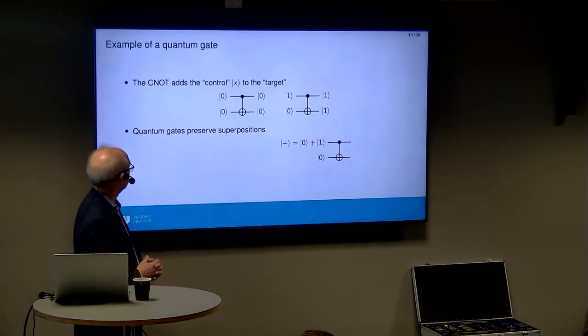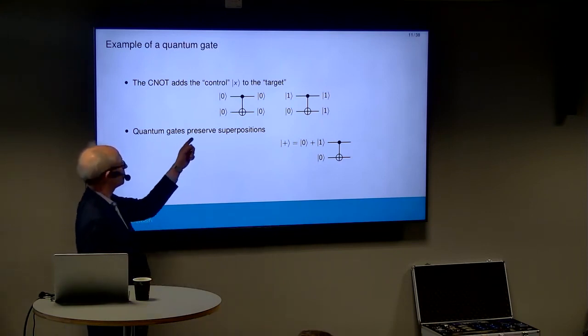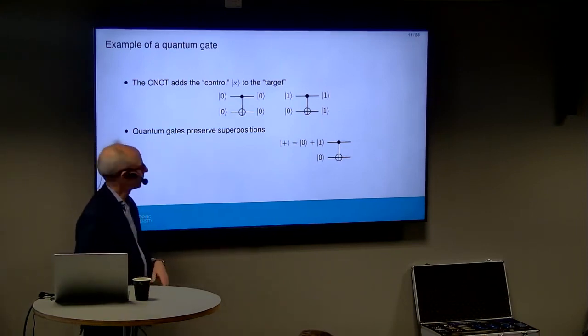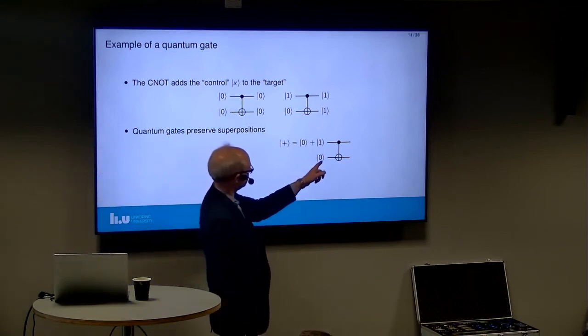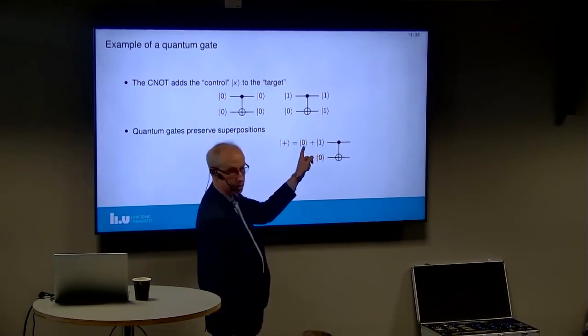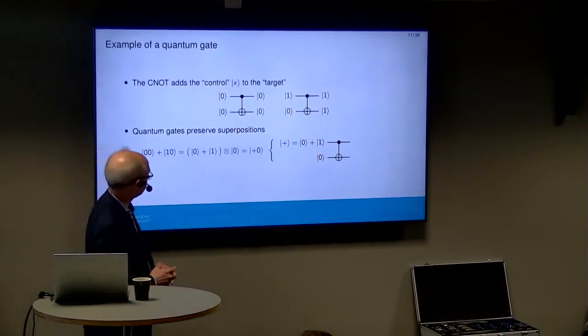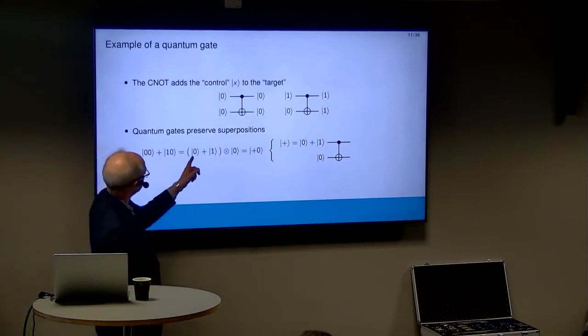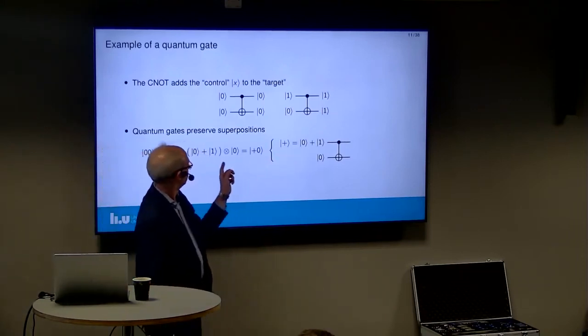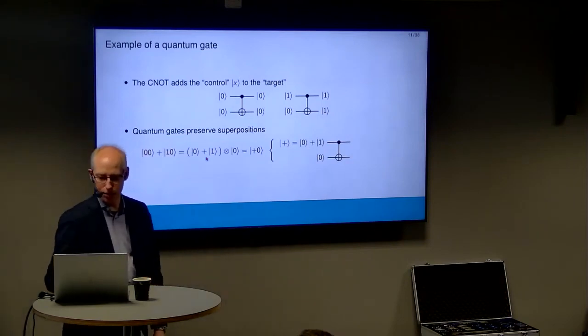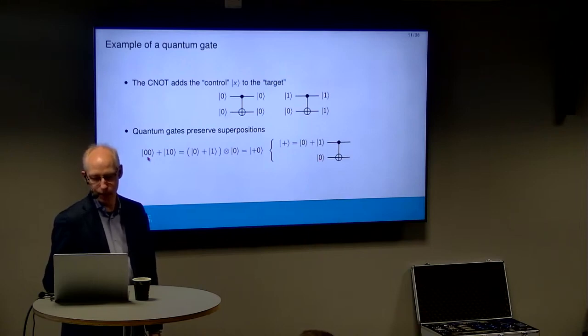Now, an important property of quantum computers is that quantum gates preserve superpositions. So now you might ask, what happens if I have a 0 on the lower one and this superposition here on the top one? Well, I can write it down in several ways. I mean 0 plus 1, 0 plus 1 here, and 0 for the second bit. If you write that down in a bit string manner, 0, 0 and 1, 0, that's the input and the output.